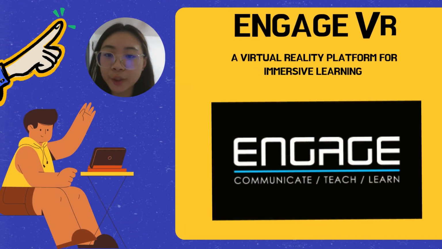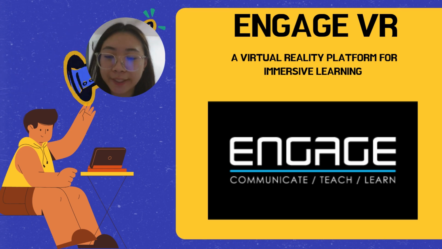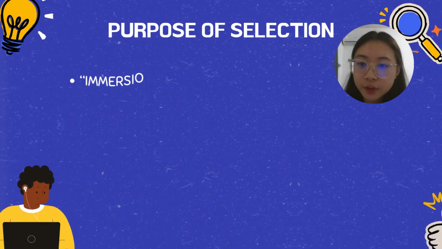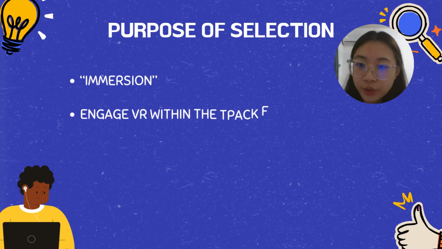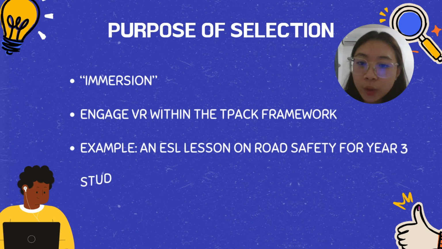The first tool I select to be integrated into the classroom is Engage VR. Engage VR is a virtual reality platform for immersive learning. For purpose of selection, if I use one word to explain why I choose to incorporate Engage VR into my classroom, I would say immersion. Engage VR creates dynamic and interactive virtual classrooms. Students can enter an interactive and immersive learning environment to participate in virtual field trips, explore historical landmarks, conduct hands-on scientific experiments, and more, all within a safe and controlled digital space.